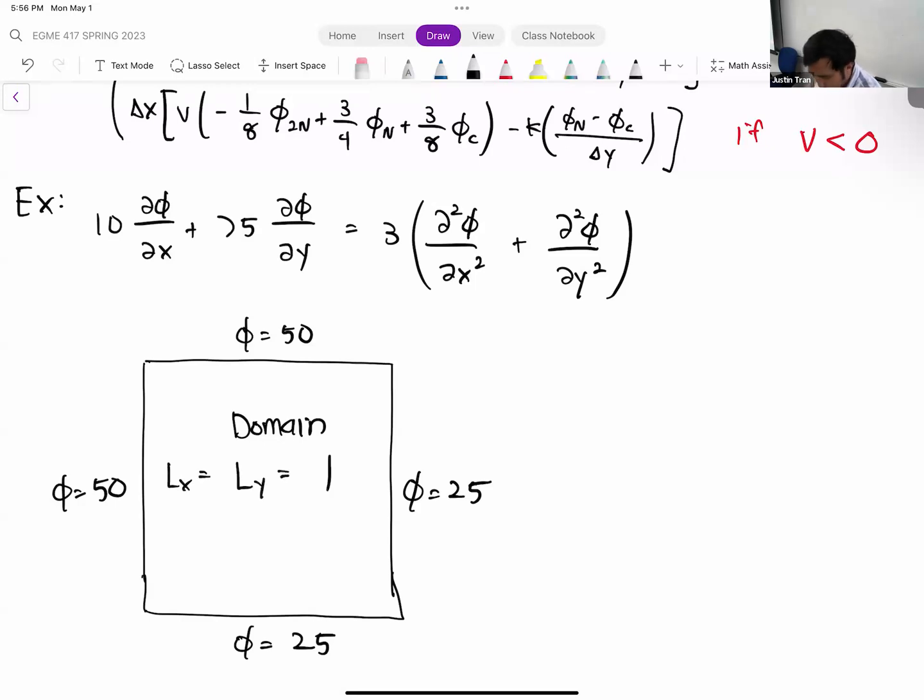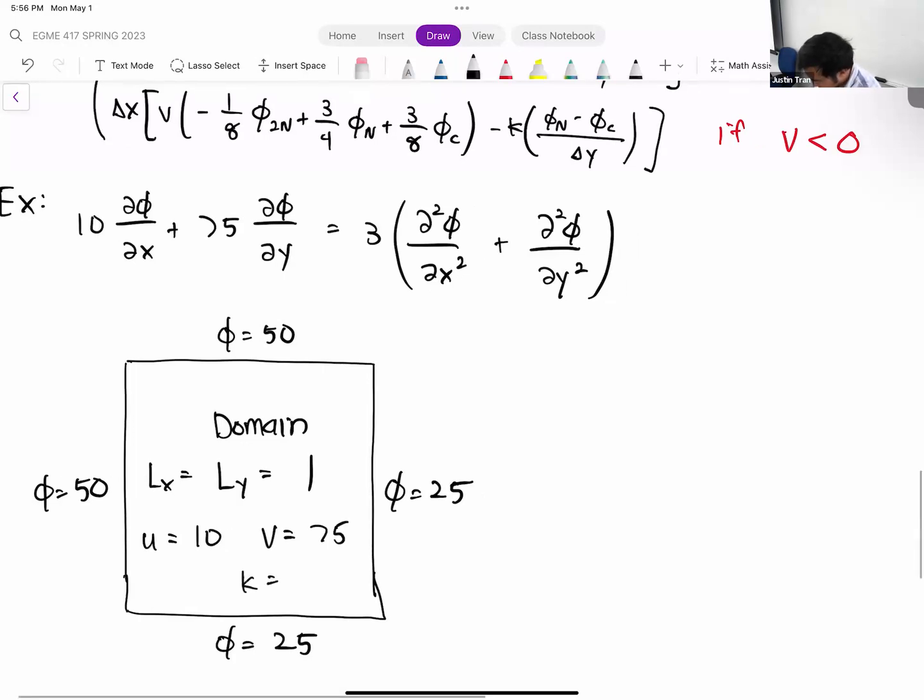So we'll assume that the length of the domain in each direction is going to be 1. So we have Lx, Ly is equal to 1. Our x velocity u is 10. Our y velocity v is 75. And our k is equal to 3. Okay, so that's our diffusion coefficient.